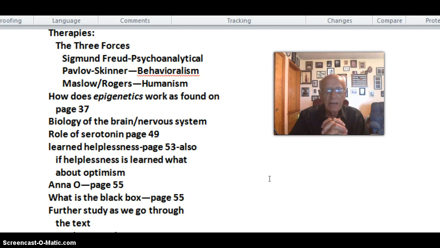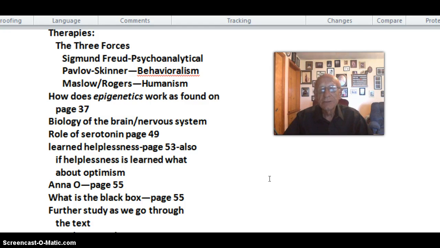Anna O here on page 55, along with Freud and Freud's partner, they worked with her. Anna O has an interesting story. She was watching and caring for her father, and the siblings were trading off. Well, on Anna O's watch, and Anna O wasn't her correct name, but that was a name that was given to her, her father passed away.